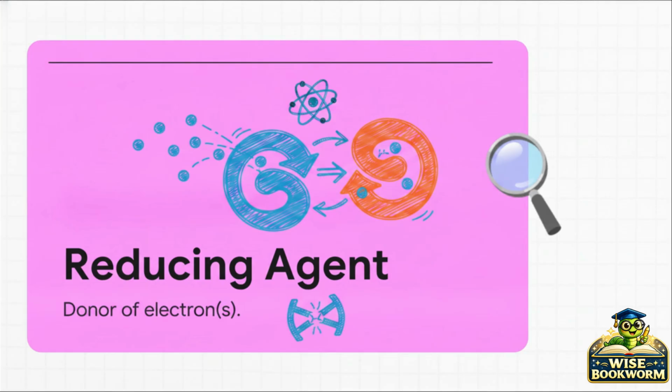On the flip side, we have the reducing agent. This is the generous species that donates its electrons, enabling the reduction of its partner. And by giving those electrons away, the reducing agent gets oxidized. They're basically two halves of a perfect whole. You literally cannot have one without the other.